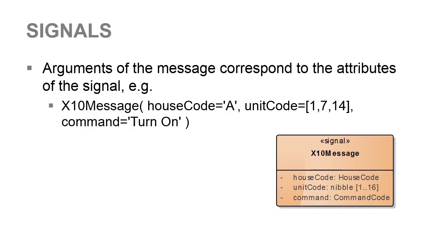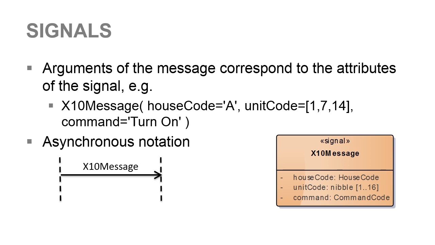Signals are used when a signal is being sent over a communication link rather than a message invoking an operation through a call. The arguments of the message correspond to the attributes of the signal, as in this example. X10 is a protocol for communication to devices in a home automation system. Signals are shown with the same notation as asynchronous messages.